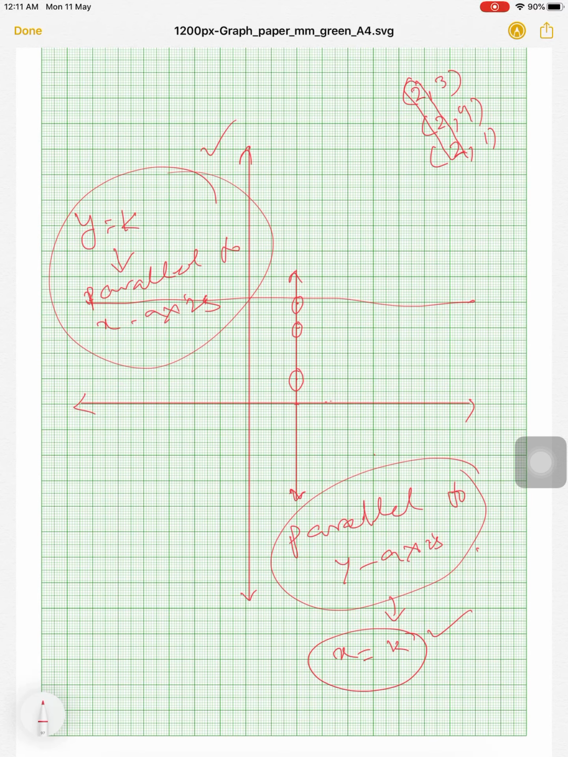So I hope you have understood all about linear equations in two variables, how to solve them, how to plot the graphs, and what are the equations of lines parallel to the x-axis and y-axis.